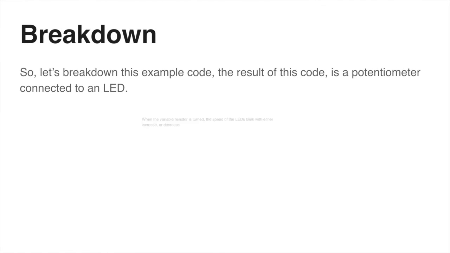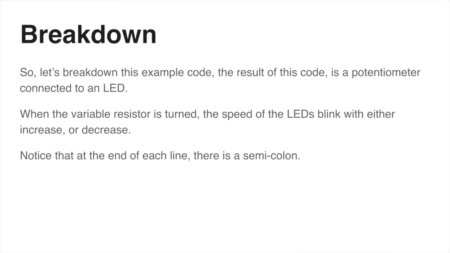Alright, so let's break down what this code is supposed to do. The result of this code is a potentiometer connected to an LED. When the variable resistor is turned, and again, variable resistor is just another name for potentiometer, they're the exact same thing, the speed of the LED's blink will either increase or decrease, depending on where that's turned. So it's going to blink faster or it's going to blink slower.